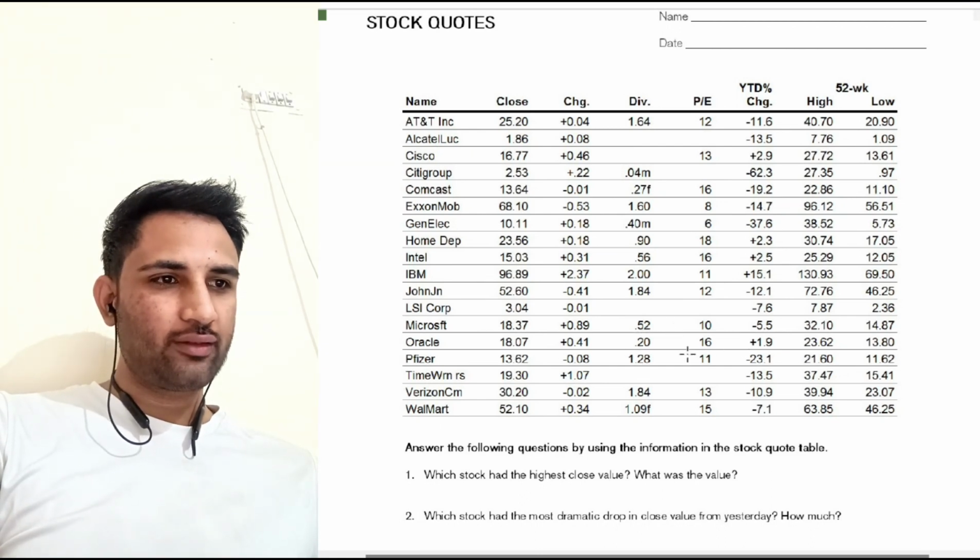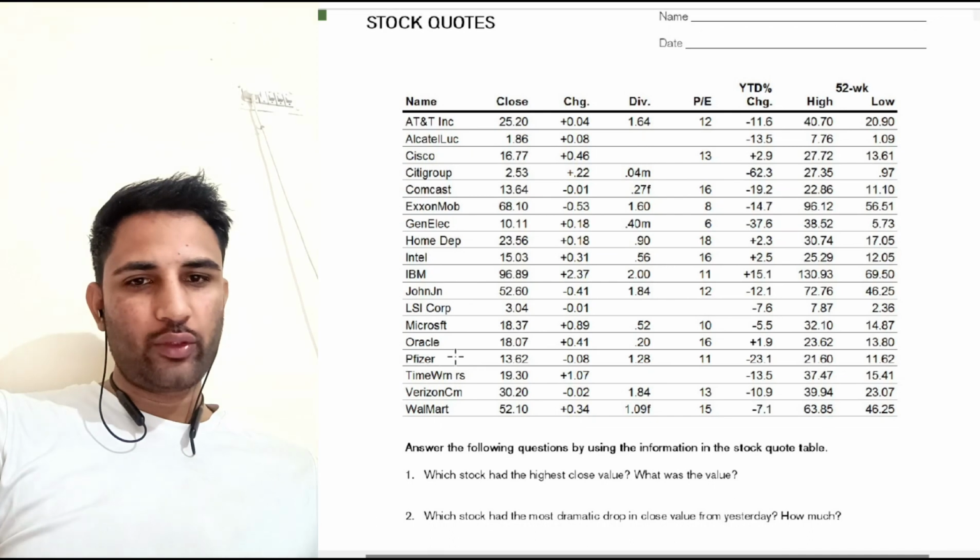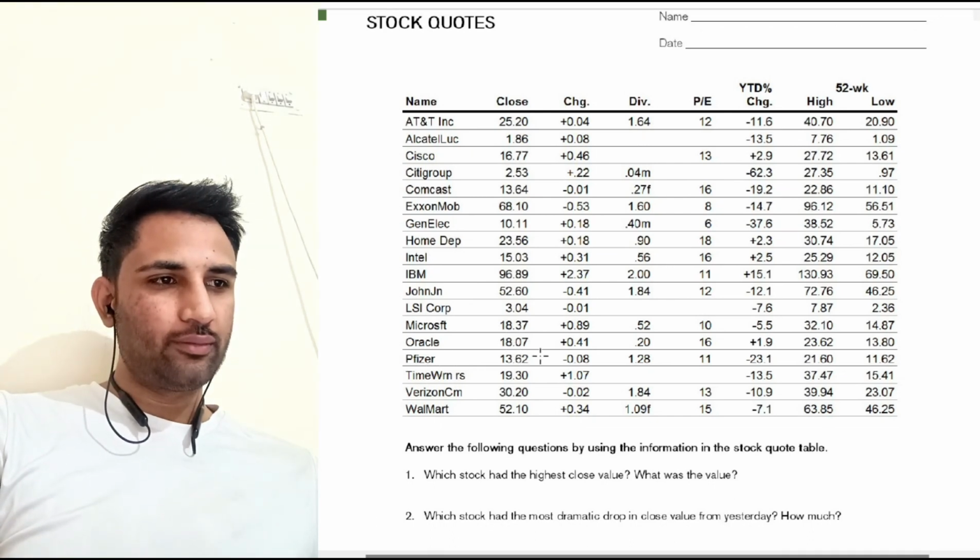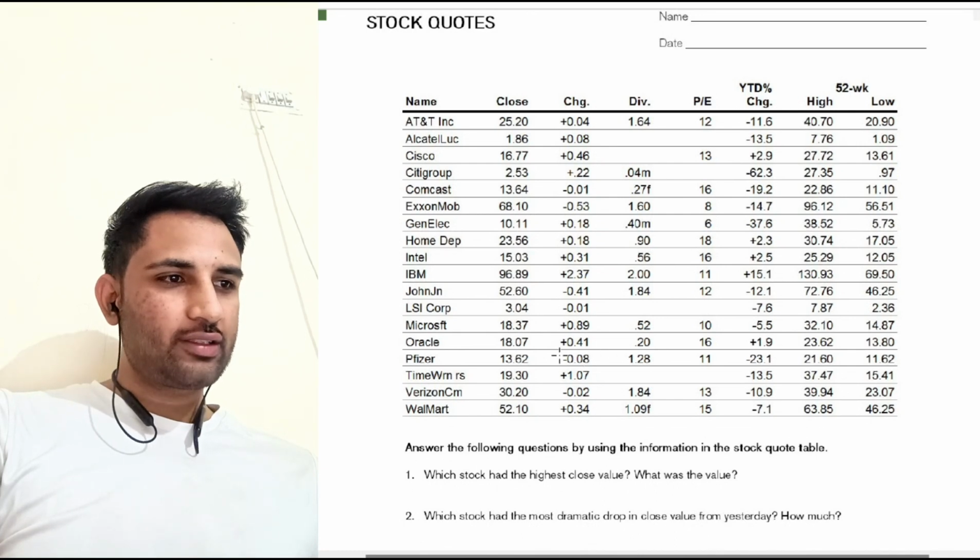Next one is Pfizer. Closing price of Pfizer was 13.62. Change is actually negative, that is 0.08. Dividend is $1.28 per share. Profit earning ratio is 11 only. Year to date changes negative 23.1. 52 week high is 21.60. 52 week low is 11.62.